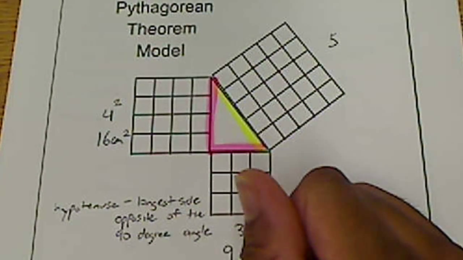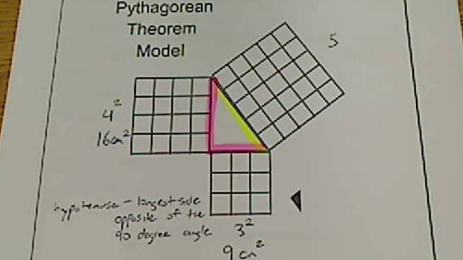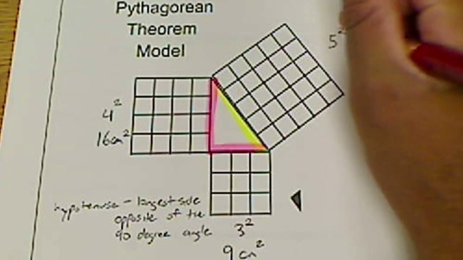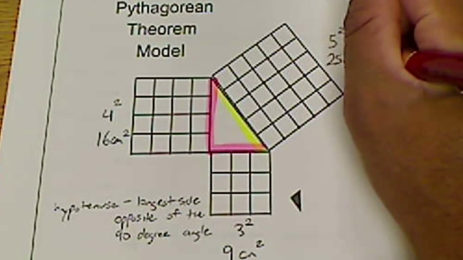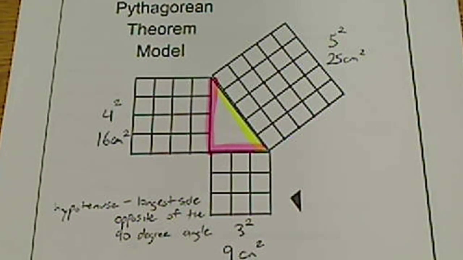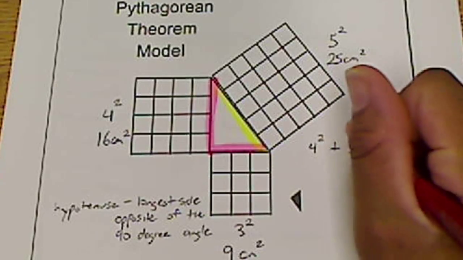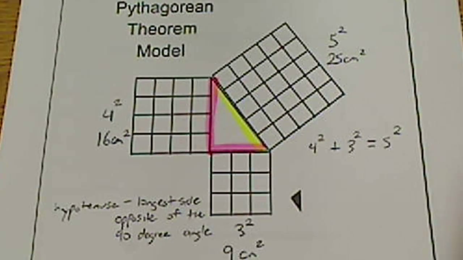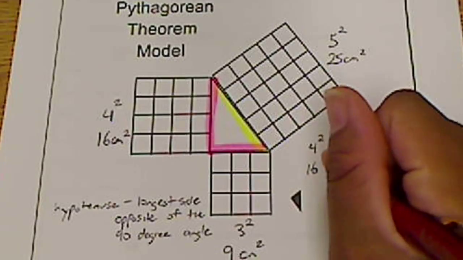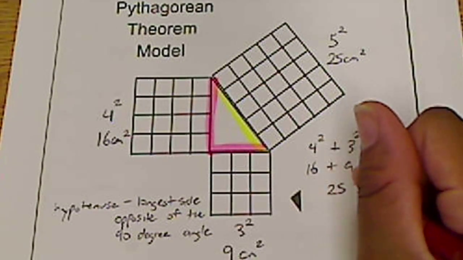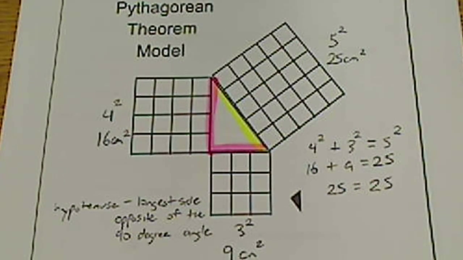Once again, I'm doing 3 squared. And this one right here is a total of 25, so I do 5 squared, which gives me 25 centimeters. So we go back and compute everything together. We do 4 squared plus 3 squared equals 5 squared, which is 16 plus 9, which gives me 25. Both sides are equal: 25 equals 25.